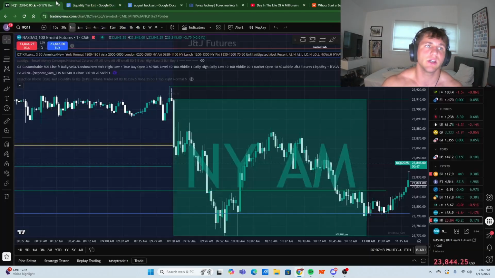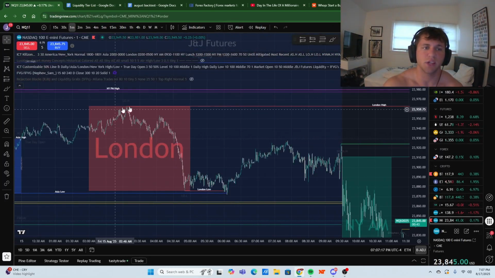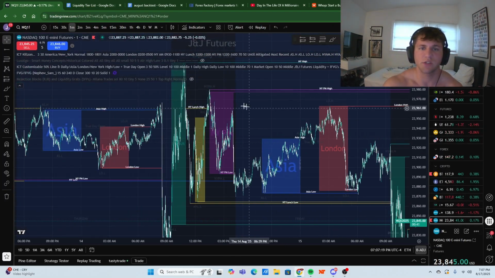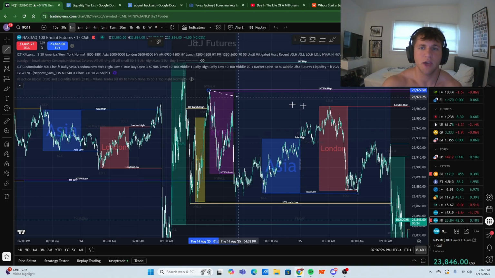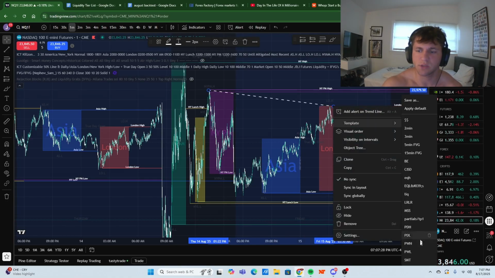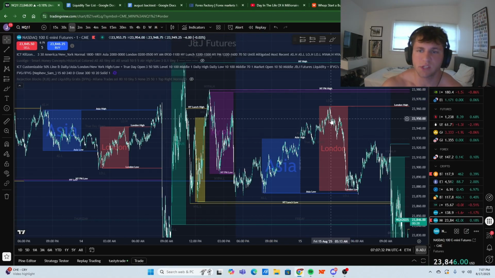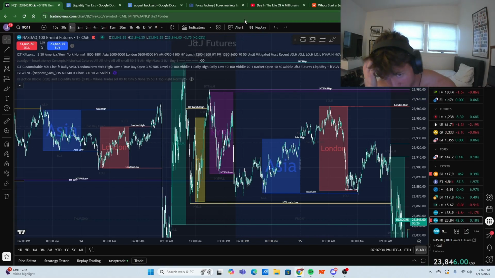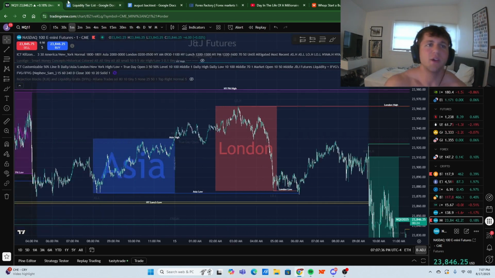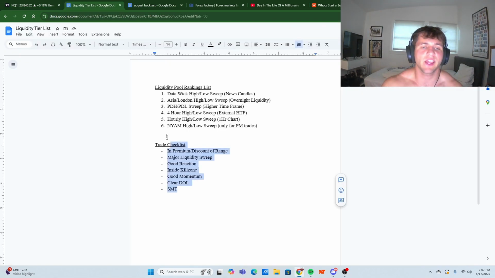Then SMT, just when NQ takes out a high that ES doesn't, or vice versa. For example, let's say London took out this New York PM high on ES, but not on NQ. That would be an SMT divergence, and that means price is probably going to reverse. So when you see those, as you could see. So that is the technical execution.